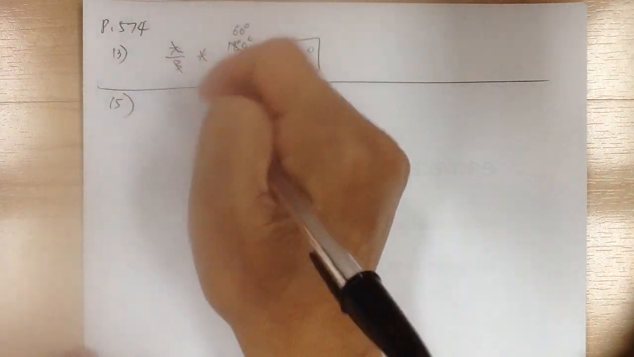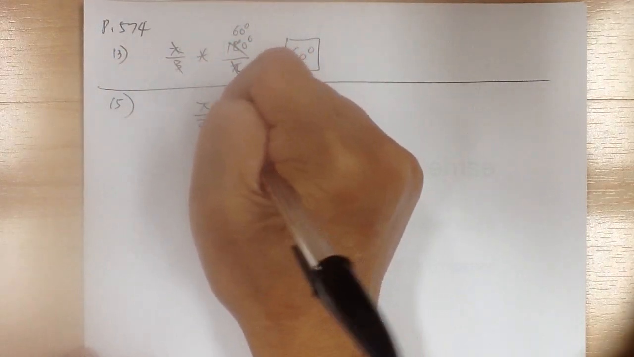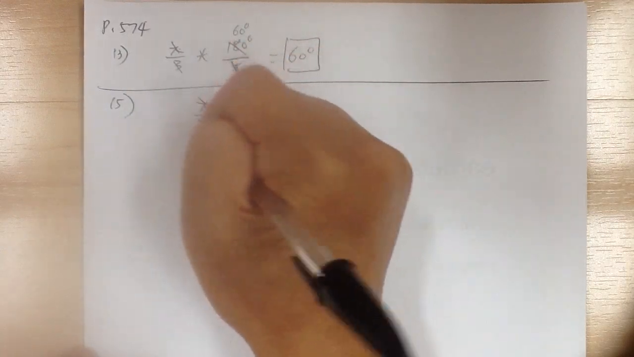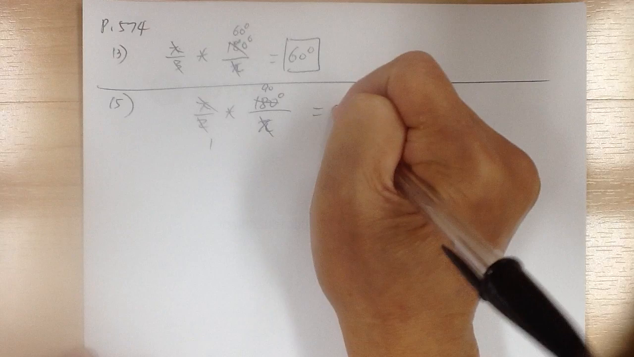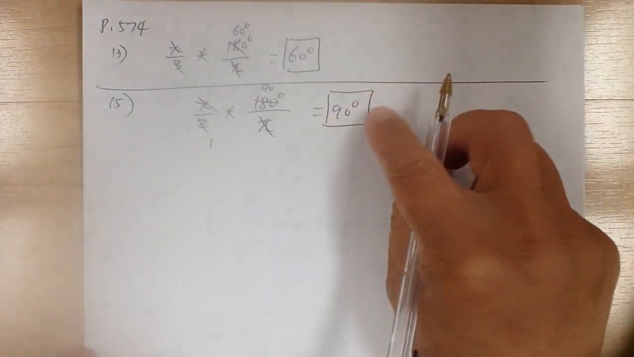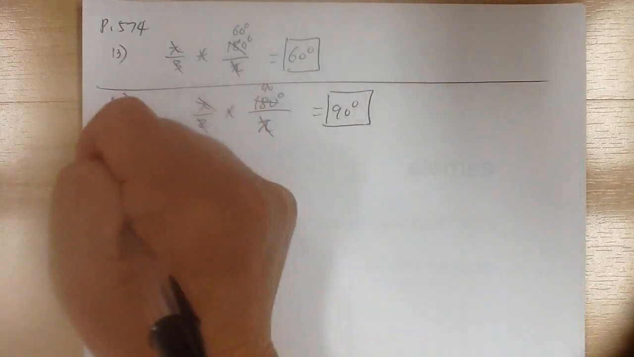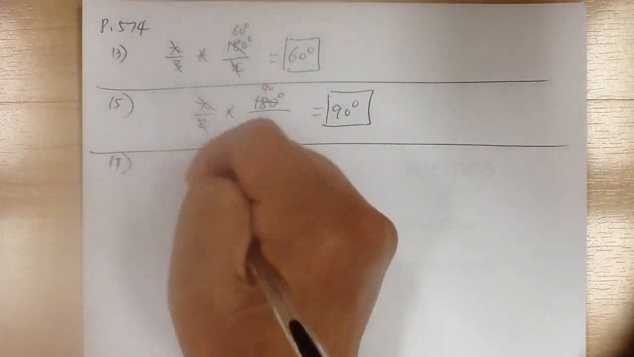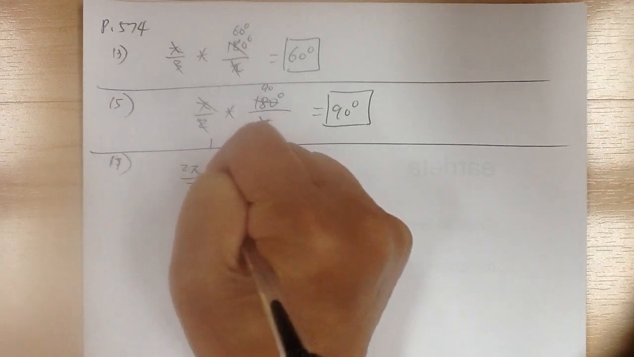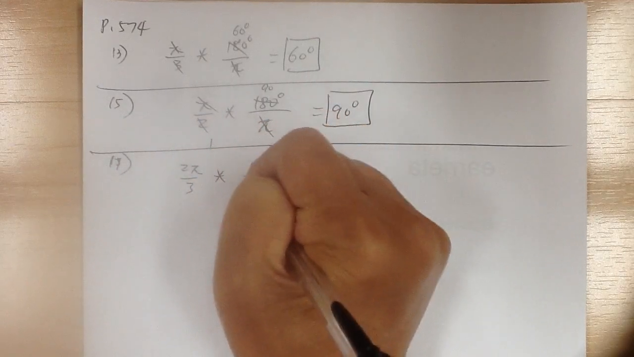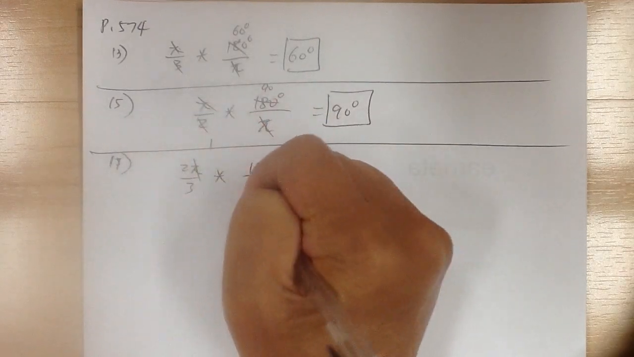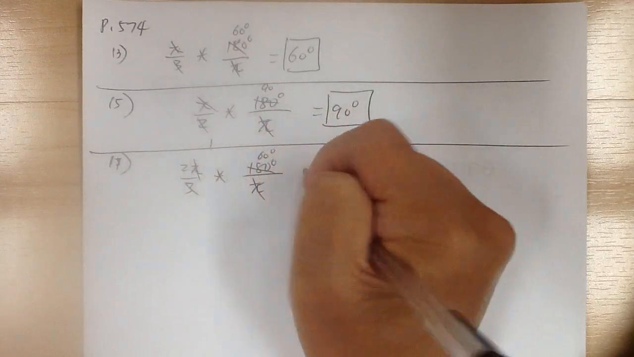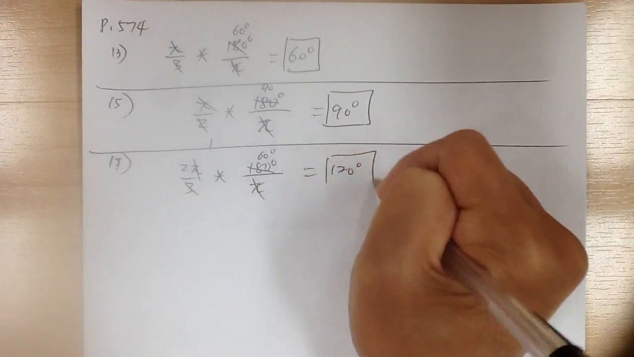Okay, number 15, pi over 2, again times by 180 degrees over pi. So this cancels out, this cancels. So the answer is equal to 90 degrees. And remember to write the degree, okay? Okay, 17, 2 pi over 3. So you can times by 180 over pi. So the pi cancels out. And 3 cancels with this and will give you 60. So 2 times 60 gives you 120 degrees.